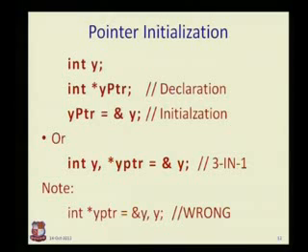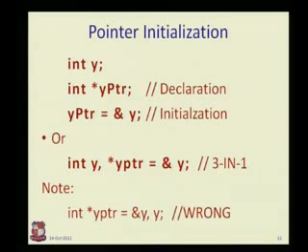Now what does initialization mean? I have to give some value to this. So that is the initialization. So how to give a value? Again we will be using this ampersand character. So I declare yptr equal to ampersand y. That means the address of y is assigned to yptr. That means now yptr pointer is pointing to y. Okay, clear about this? Ampersand y means address of y, and this is assigned to the yptr, means now yptr is an integer pointer pointing to the address of y.